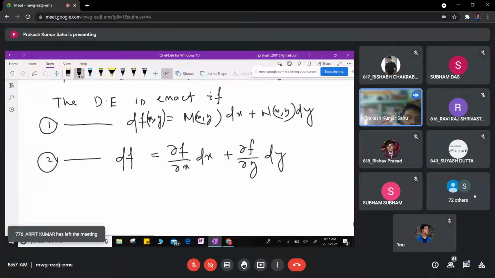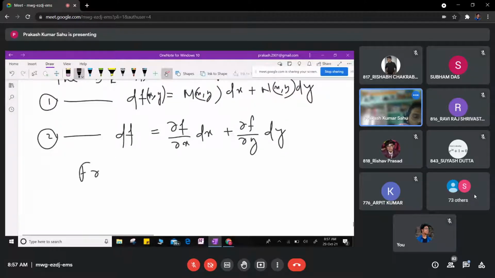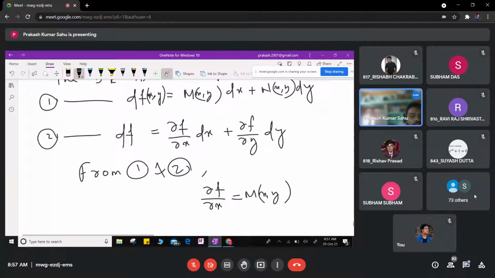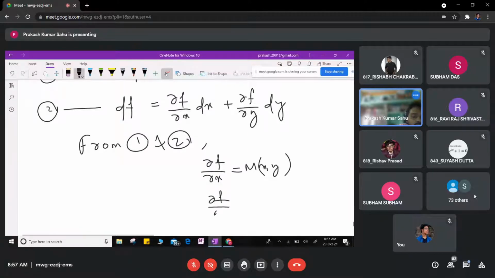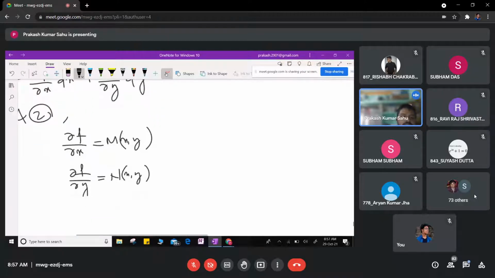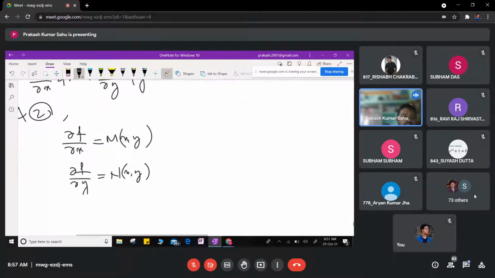So now if you compare equation 1 and 2, from 1 and 2 we can write del f by del x is equal to M(x,y), and del f by del y is equal to N(x,y). Is it correct? Yes, sir. So del f by del x is equal to M and del f by del y is equal to N.